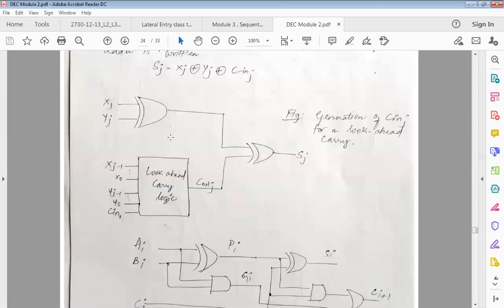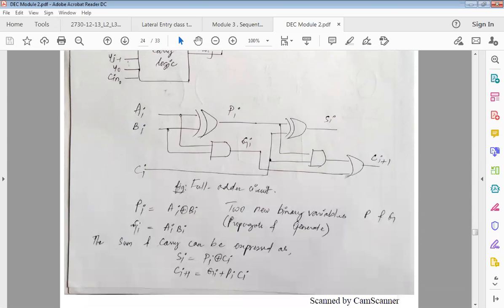So this figure is referring to how your C in is getting generated. These are your outputs, which I am referring to as C out to J, and these are your inputs x j minus 1 till x naught, y j minus 1 till y naught, and then C in naught, the initial carry. Here this is a full adder circuit. I think all of you are very much aware of a full adder circuit, right? We have sum and the carry.